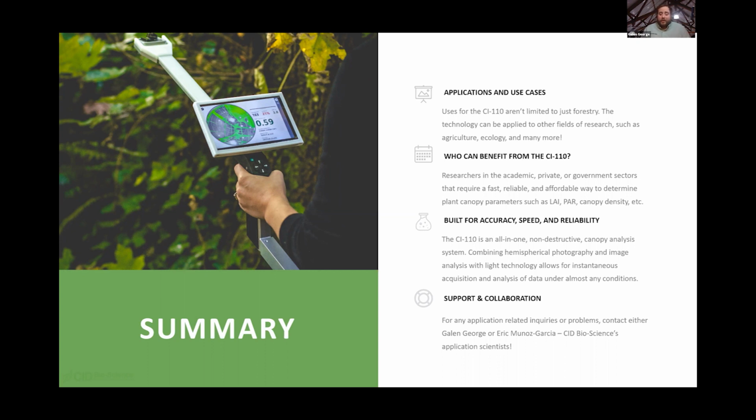And then just kind of going back to the features of it, like I said, it's just this all-in-one ergonomic tool. It's non-destructive. Combines the hemispherical photography and the image analysis. And it gives you instantaneous acquisition and analysis of your data under most conditions. So really, it's a great tool to use, and I look forward to seeing all the great new research in 2020 that comes out that utilizes our instrument.